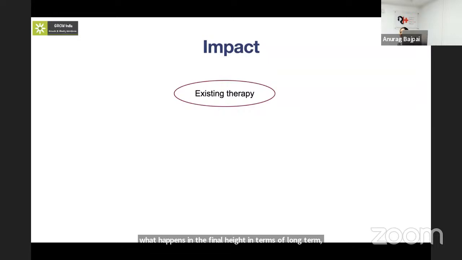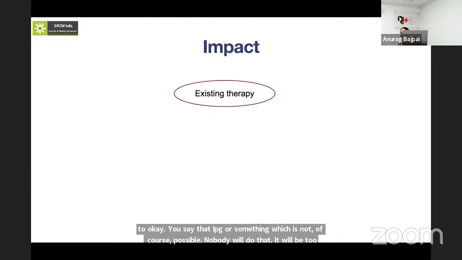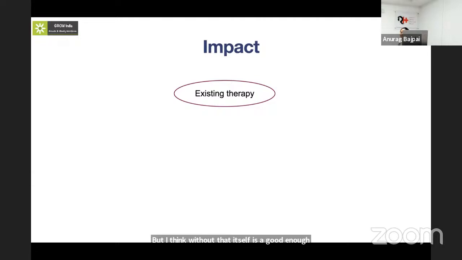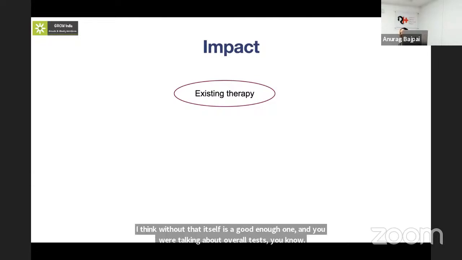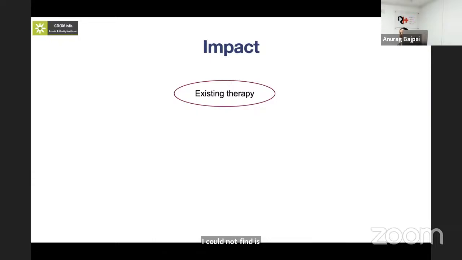Testosterone therapy has been used for a long time. I think more physiological would have been to give GnRH for some time, which is of course not possible. Nobody will do that because it will be too expensive. But without that, testosterone itself is a good enough option. And you were talking about oral testosterone. I could not find it. Oral testosterone is mainly for maintenance therapy. It's not good for induction of puberty or for CTGP.